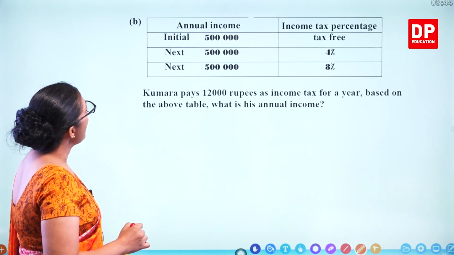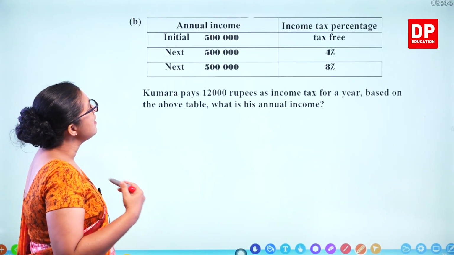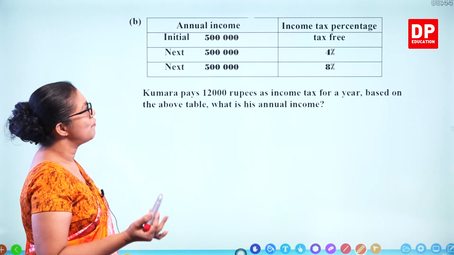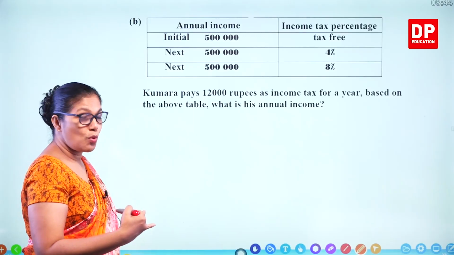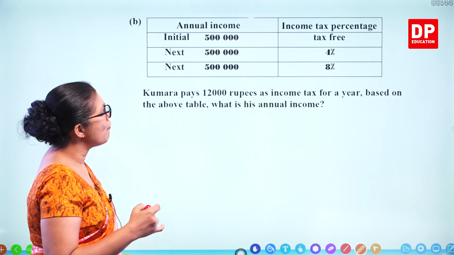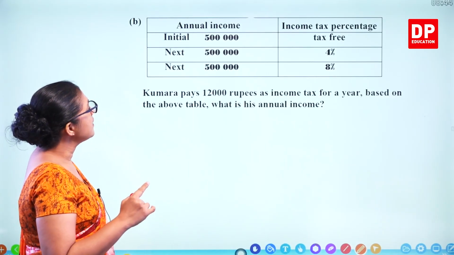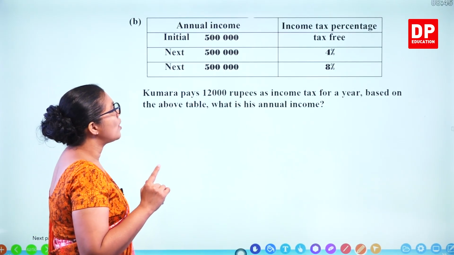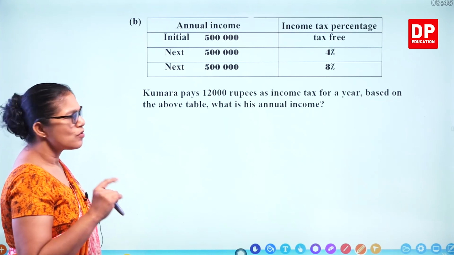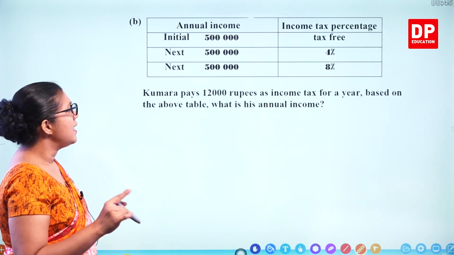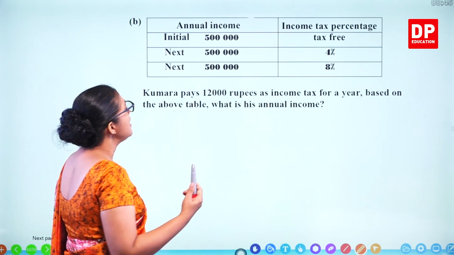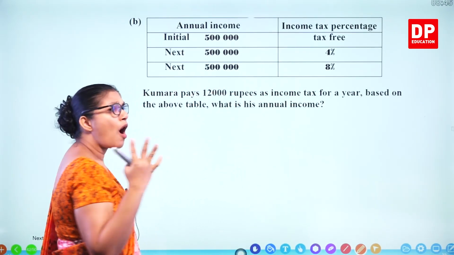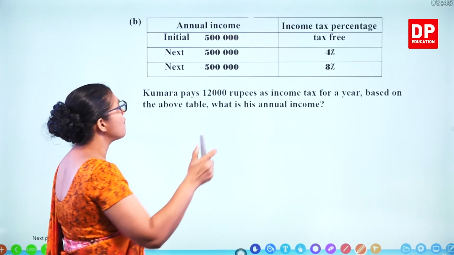Part B, annual income. Initially for 500,000 the tax is free, and the next 500,000 is 4%, 8% and then 12%. That's like multiples of 4. Kumara pays 12,000 rupees as income tax for a year. Based on the above table, what is his annual income? So first you need to identify if he pays 12,000, is it in this level or this level? So how do you identify that? Just we'll check with this one.